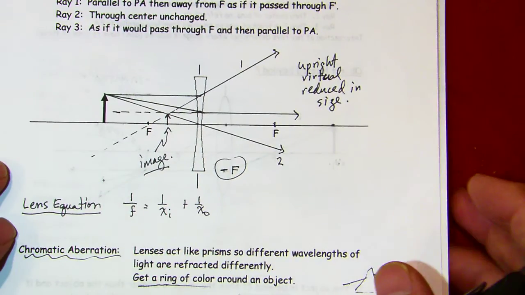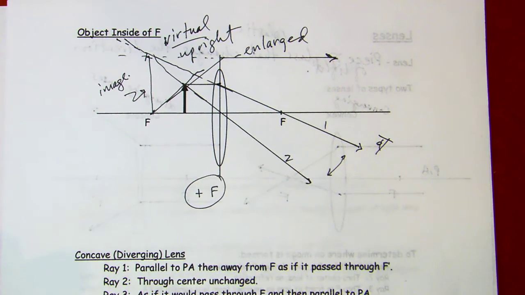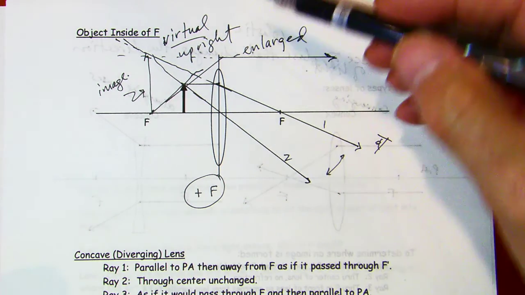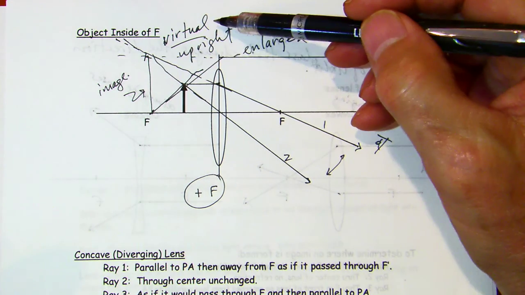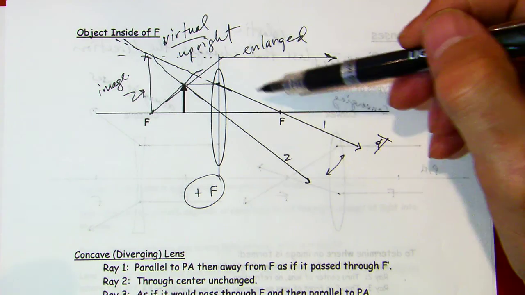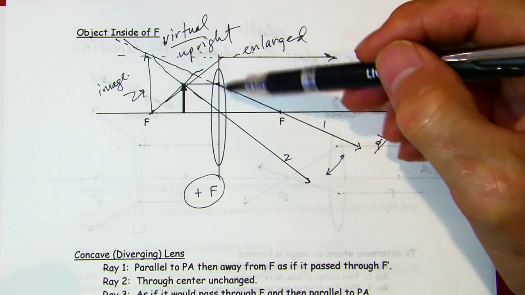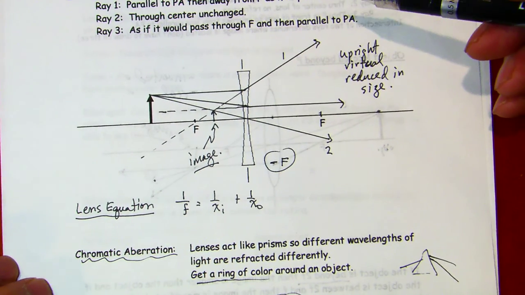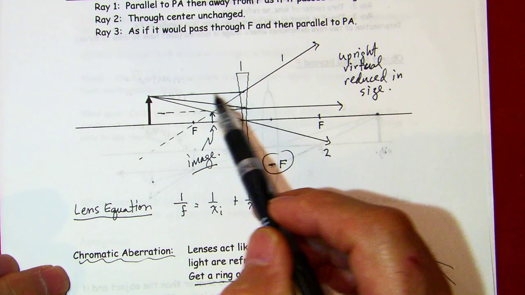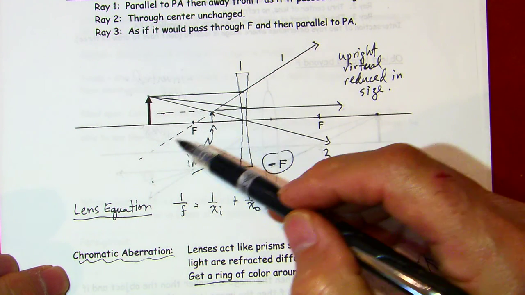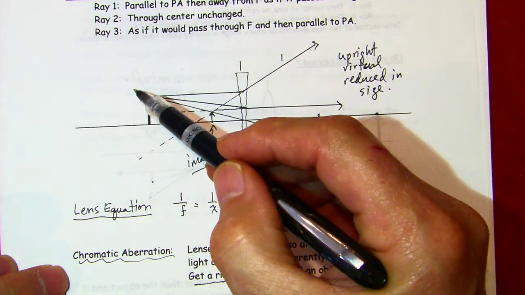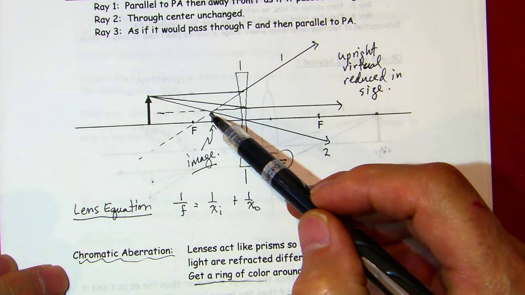For an object inside, you always get an upright, virtual, enlarged image with convex lenses. For concave lenses, it does not matter where you put it. First line, parallel to the principal axis, then you have to lay your ruler through the near focal point, it diverges. Second one, through unchanged. Where they meet is where the image is.